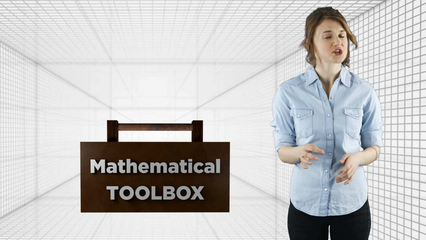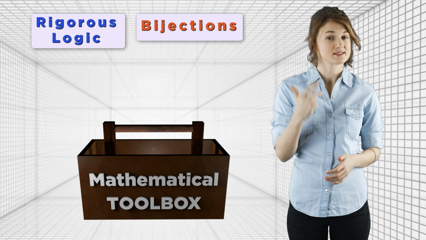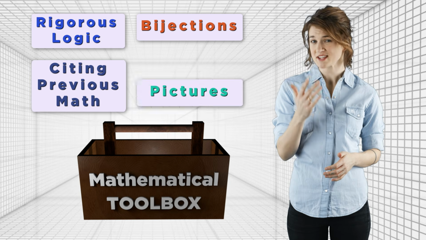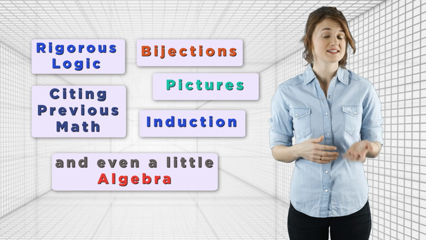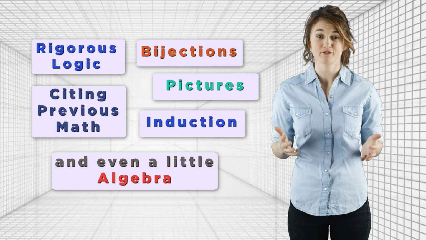We just used 5 classic tools that show up in mathematical proofs: rigorous logic, bijections, citing previous math results, pictures, and induction. Next episode, we'll add a few new tools, but these essentials will take you far.